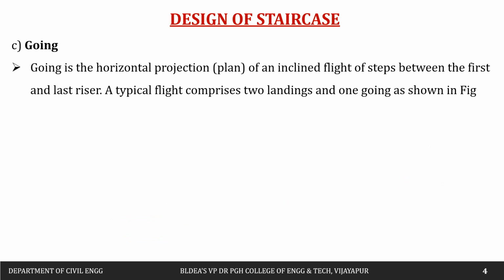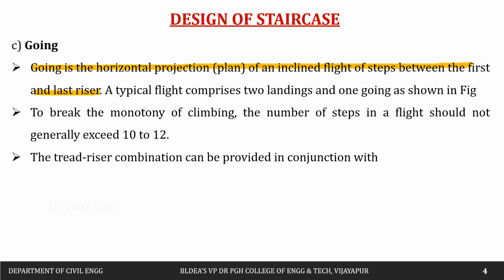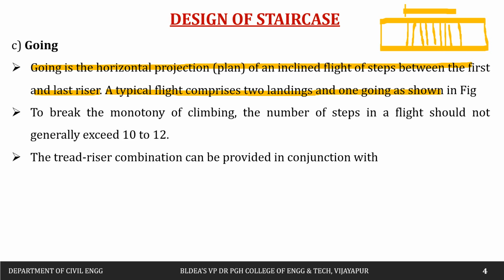Then next is going. Going is nothing but the horizontal projection of an inclined flight of steps between the first and last riser. Further I'll show you in the figure. A typical flight comprises two landings and one going. If you take any staircase, if this is one flight, we are going to have one landing here, and at the end we are going to have another landing. We have the number of steps like this. This we call a going, and this is the landing we have, right?